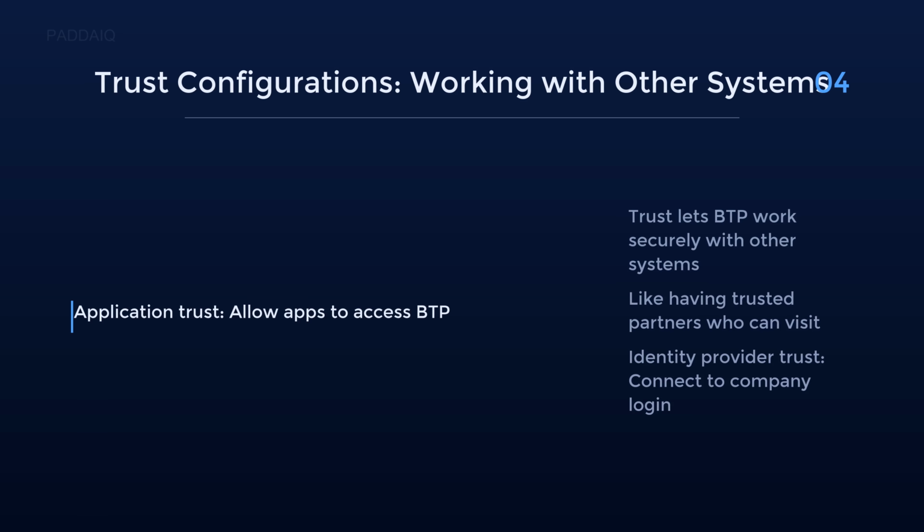Application Trust: allow apps to access BTP. This means granting external applications permission to securely connect and use services within the SAP Business Technology Platform. For example, a custom mobile app could retrieve customer data from BTP. This setup enables seamless and secure integration across different systems.